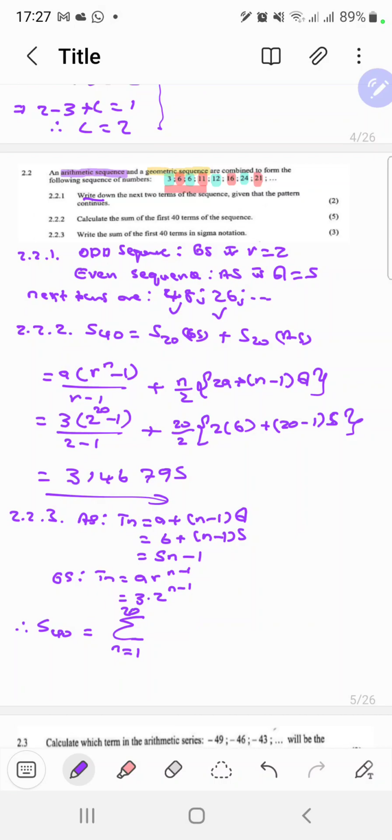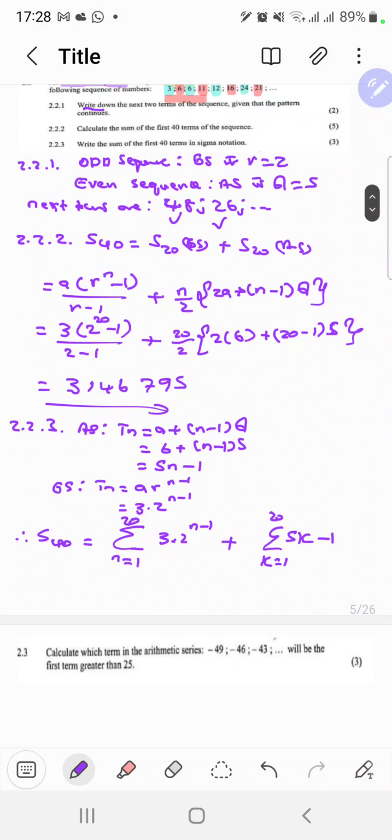Now we can decide, what did we say? We started with our GS. So we can start with our GS, 3 times 2 to the exponent n minus 1, plus the sigma, say here, we can choose any other letter, k, say k equals 1, up to 20 of 5k minus 1. So we are sorted like that. So our S40 literally looks like that. So this is very easy, guys. I'm not going to even overly emphasize that, so you get your 3 marks.